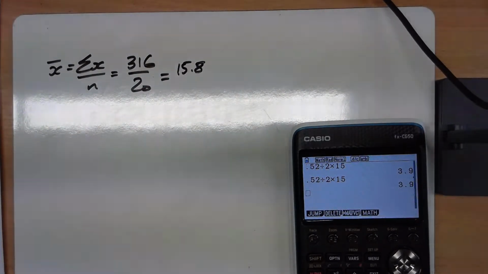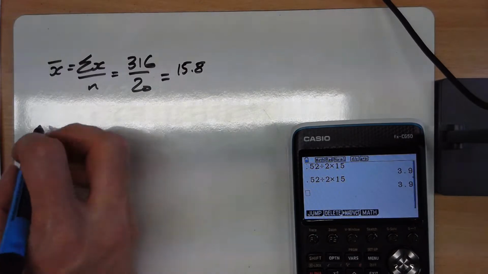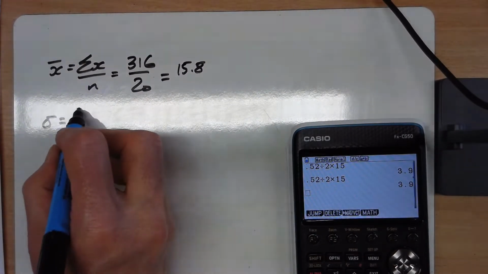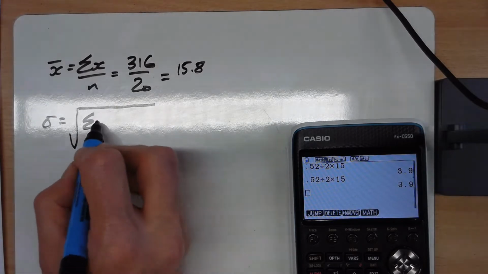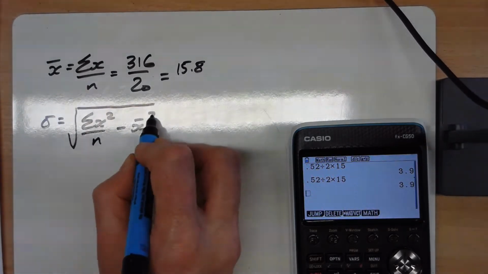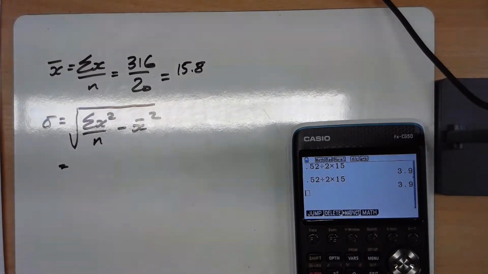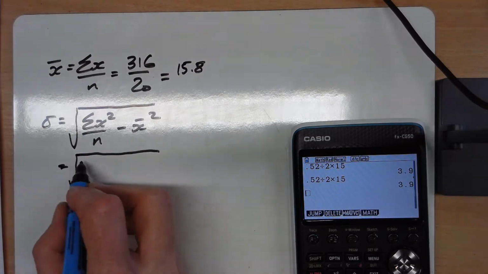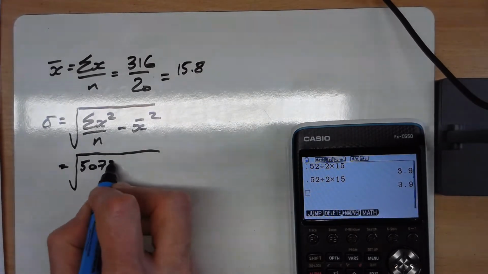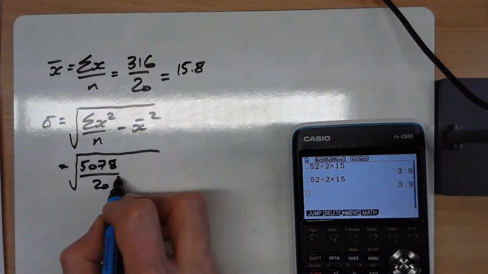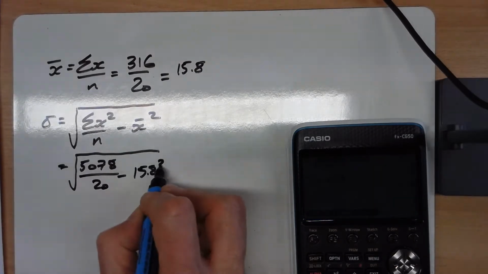Now, it might take a bit more memory to remember the standard deviation formula. The standard deviation formula is the square root of the sum of the x squareds divided by n, minus the mean squared. And that's in your formula books. You haven't got to remember it, but you do it so often, you should. So it's 5078 divided by n, which was 20, minus the 15.8 squared.